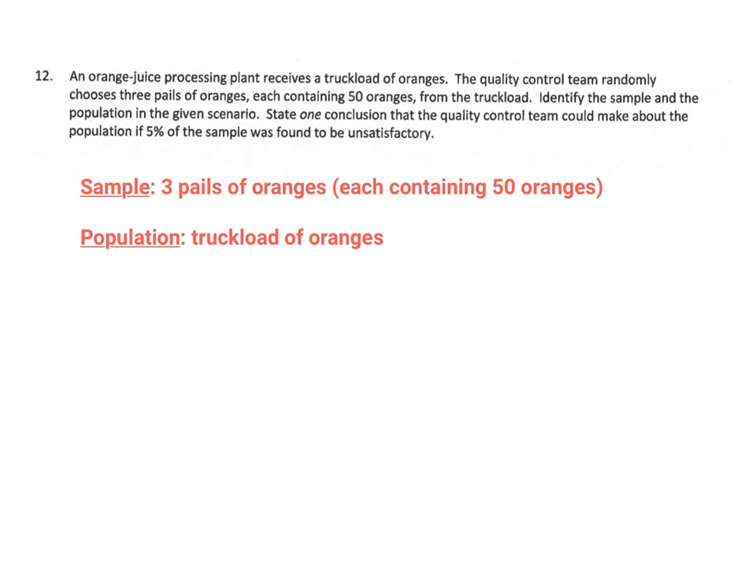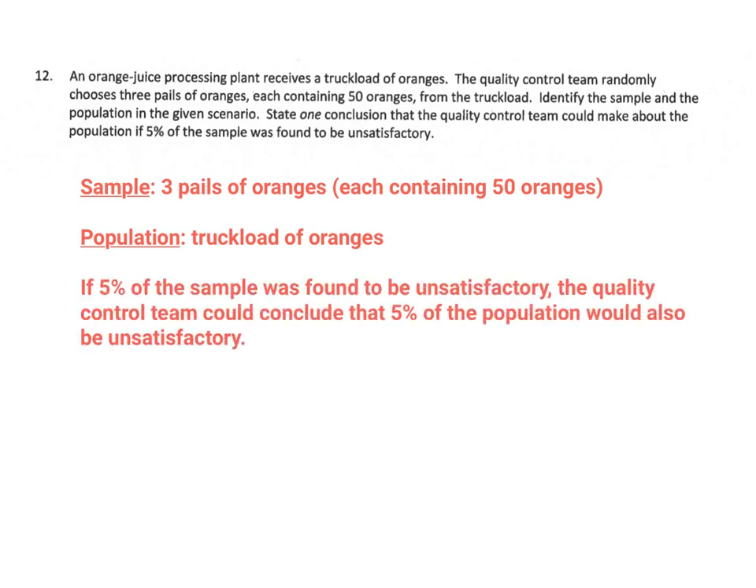Okay, well, if 5% of the sample was found to be unsatisfactory, then what they can conclude is that 5% of the entire population would also be unsatisfactory. So that's what I wrote out. I said if 5% of the sample was found to be unsatisfactory, the quality control team could conclude that 5% of the entire population would also be unsatisfactory. And that's really why we take a sample to look at, because we base our conclusion about the population on that sample that we looked at.